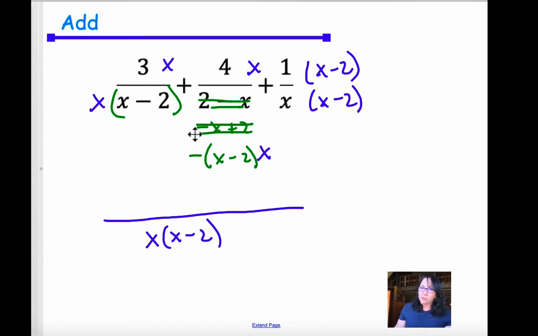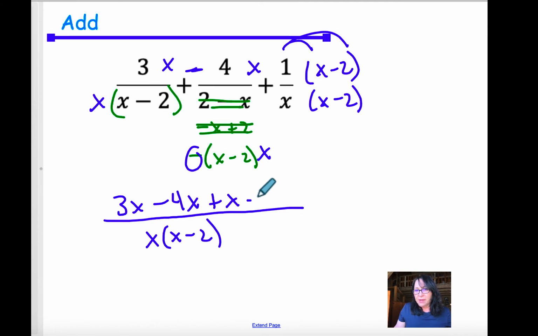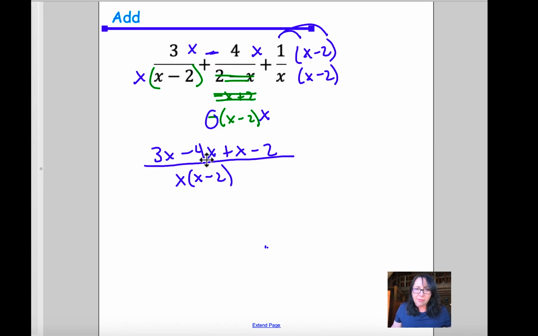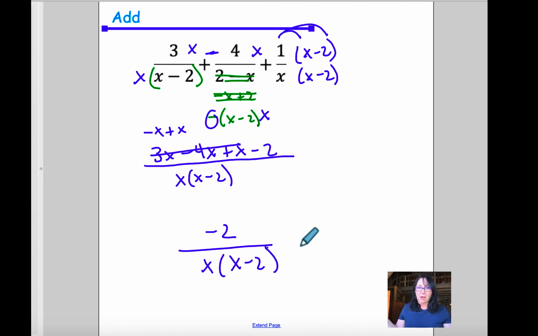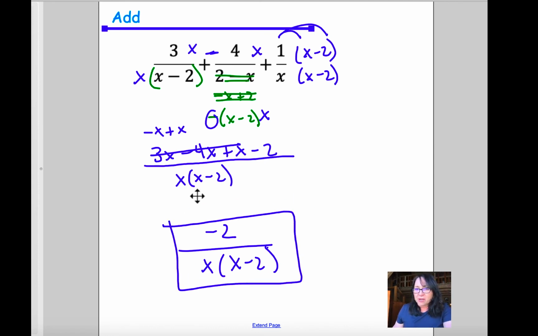And the numerator, this is where the negative sign is going to come back, okay? So I've got 3x, right? And then, see the minus sign? That's minus 4x, so minus 4x. And then distribute, plus x, and then minus 2. So combining like terms, I get 3x minus 4x is negative 1x. And negative 1x plus x is 0 x's, so these are all gone. And then I just have negative 2 over x times the quantity x minus 2. Done.